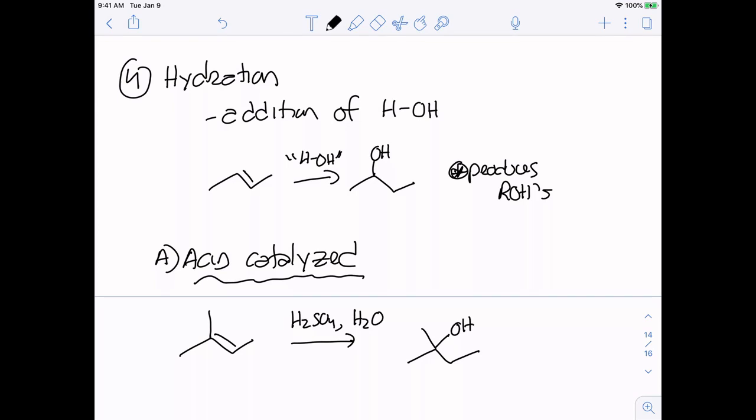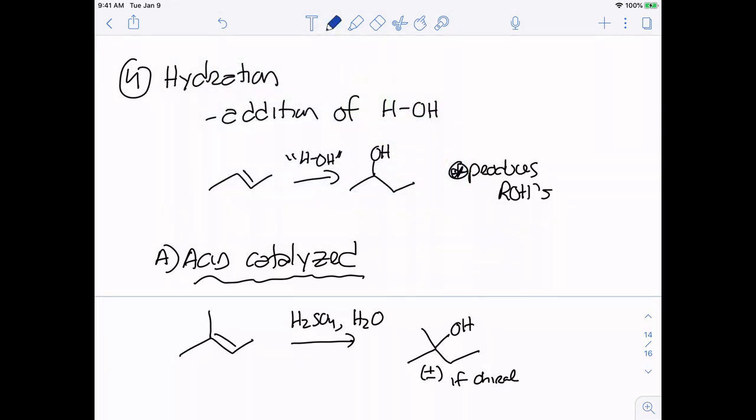If it was chiral, we would get both stereoisomers. So it is not stereospecific, right? We get both. It can add from either side. It is going to go through a carbocation intermediate, which is how we get to both of those stereoisomers. So you do have to watch out for rearrangements. And then it also follows Markovnikov's rule.